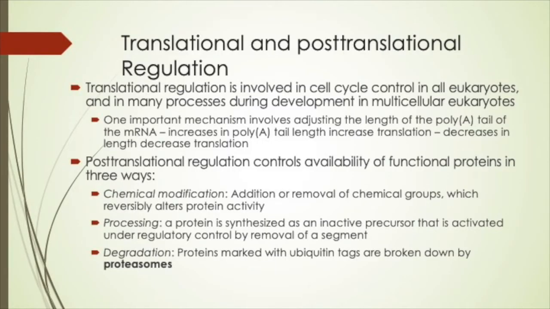Okay, translational and post-translational regulation. Translational regulation is involved in the cell cycle, controlled in all eukaryotes, and in many processes during development in multicellular eukaryotes. So the number one thing I'm going to say here is it involves adjusting the length of the poly-A tail of the mRNA. So just increasing the length of that poly-A tail basically decreases translation.